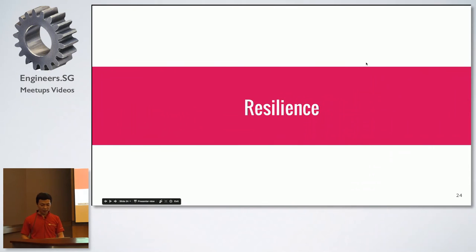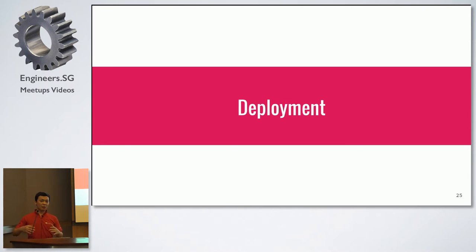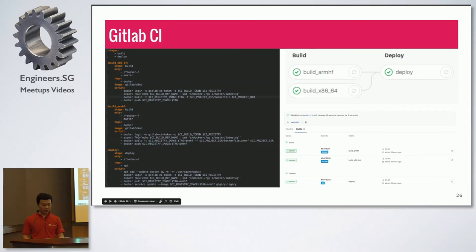Okay. Next one is about deployment. When we make a new change, we want to make sure that it goes through an automated process to deploy our code to production, right? And in this demo, I use GitLab CI with the runner. So this is the code for the GitLab CI.